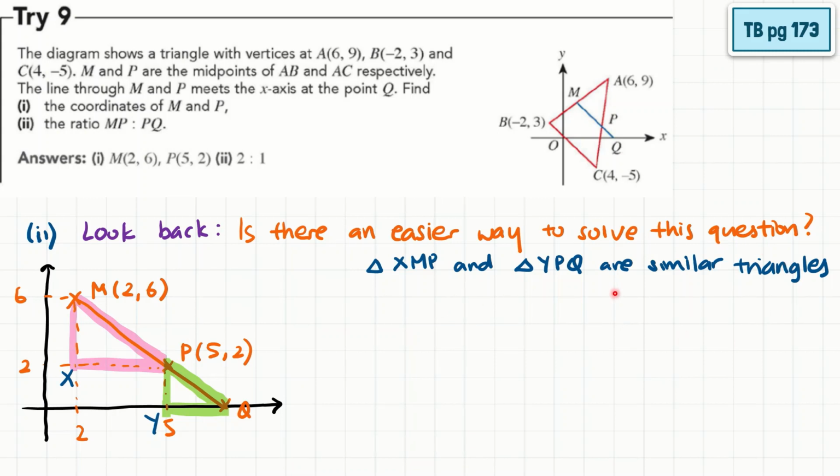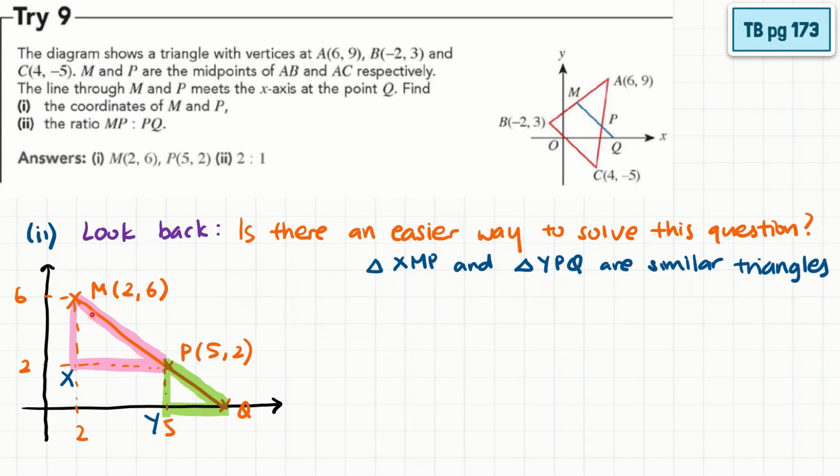Earlier on, I said that similar triangles are proportional. What does that mean? It means that the corresponding sides, MP divided by PQ, will be of the same value as taking MX divided by PY. Sorry, I keep recognizing this as S, it's a 5. Y is the point. And then it is also equal in value to XP over YQ.